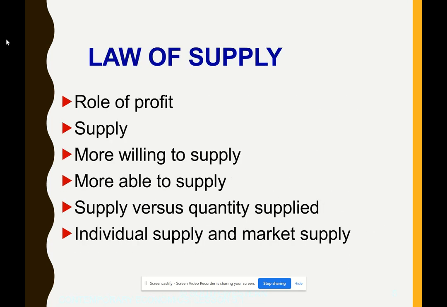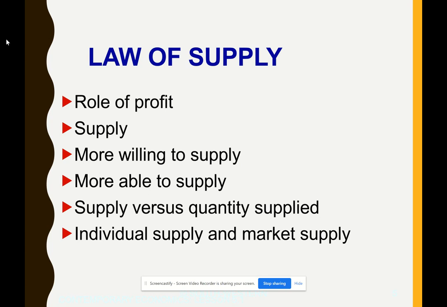The role of profit, a willingness to supply, being able to supply, we're basically looking at the same concepts as demand, but when we're looking at demand, we look at it from a consumer's perspective. With supply, you're looking at it from the producer's perspective, right? You're looking at it from the market's perspective, in that sense. So we're kind of going to shift gears. You're not the person buying pizza anymore. You're the person who owns the pizza shop.